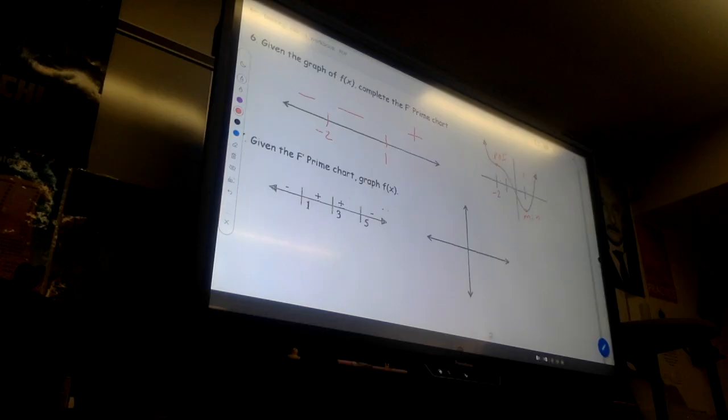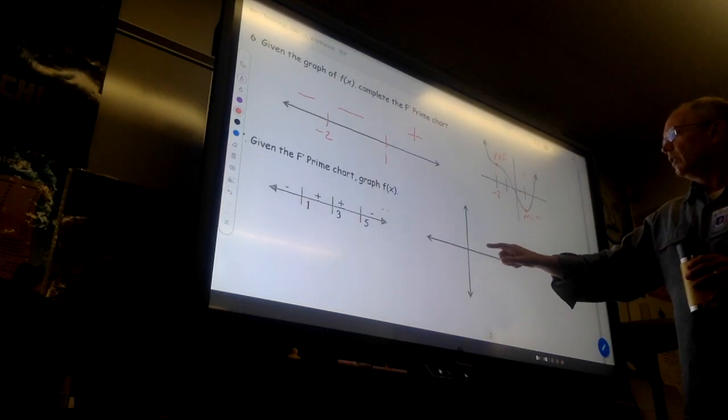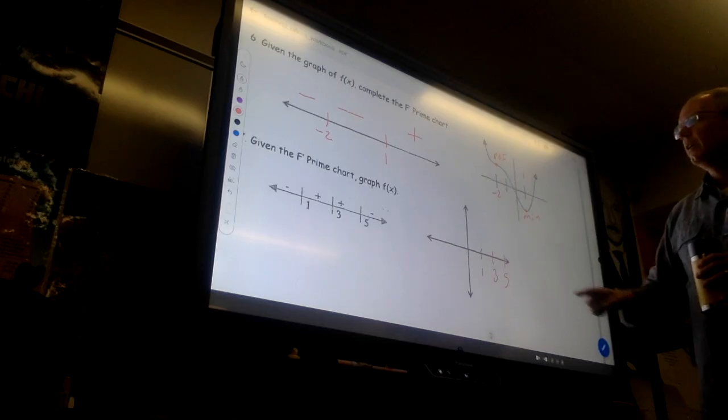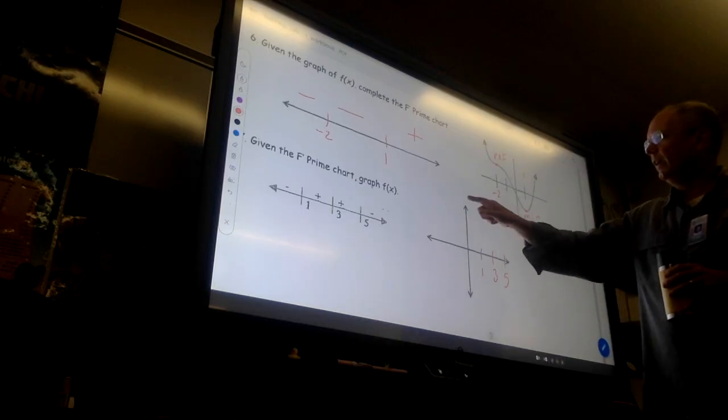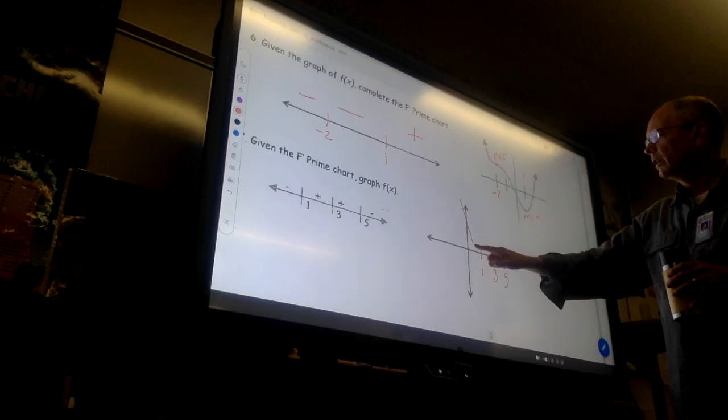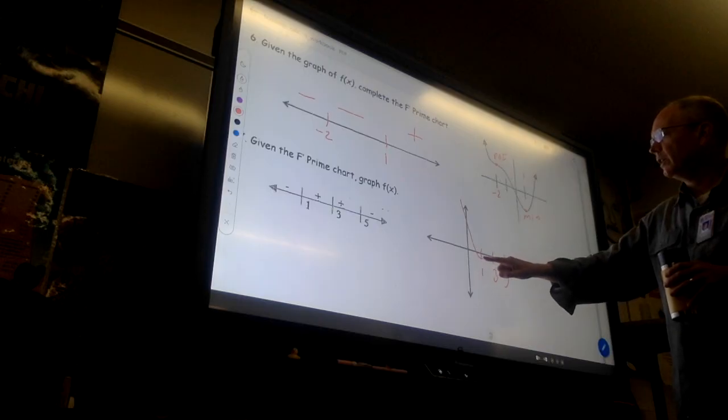Then the next one, we have the F prime chart. So I have something taking place at 1, and at 3, and at 5. So we go negative here. So this would look something like this. And then goes to this.